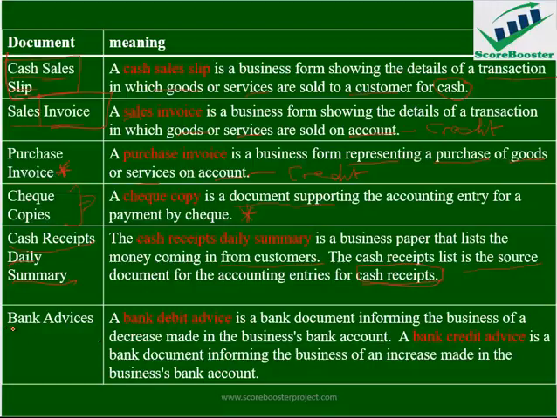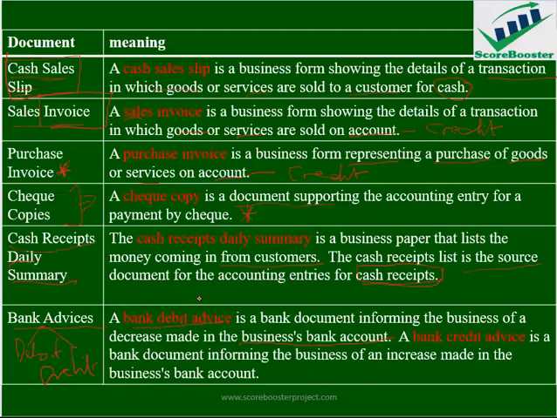Then the next item here is what we call bank advice. Bank advice is of two types. We have debit and we have credit advice from the bank. A bank debit advice is a bank document informing the business of a decrease made in a business bank account. Remember last time in our previous presentation that whenever you want to start a business, the entity concept guides us that the ownership should be different from the business, i.e. you need to open an account for the business itself.